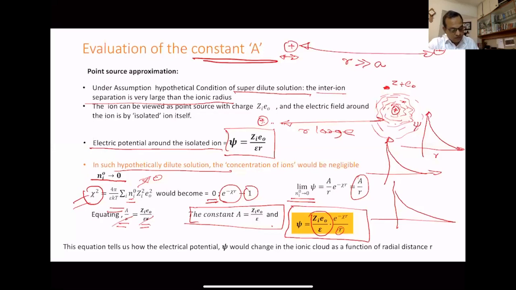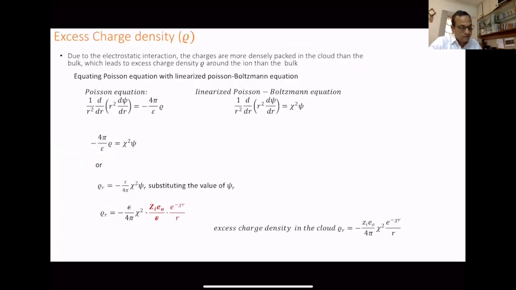Well, so once I understood what psi is here, now let us focus on, just put off your microphone, there's some noise coming.